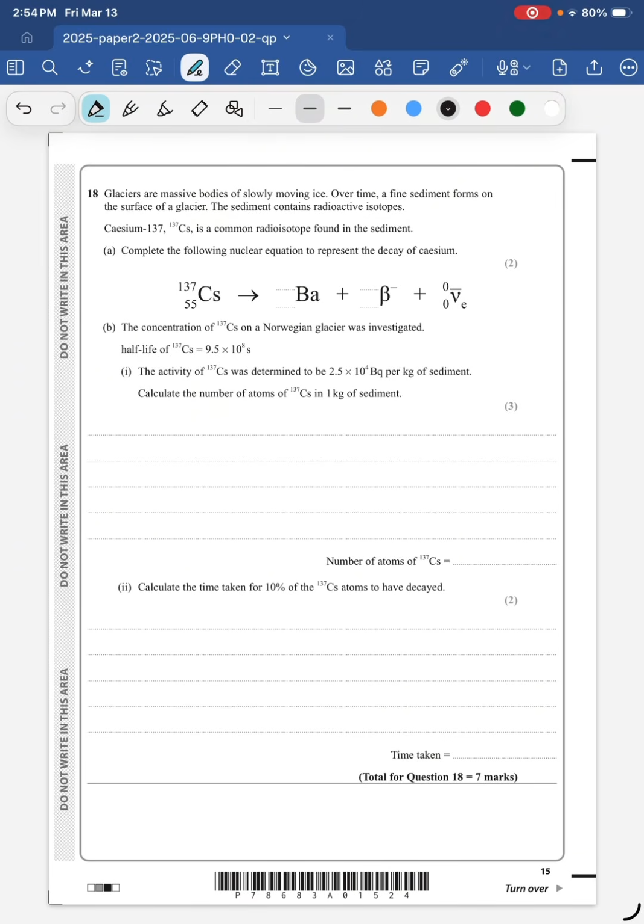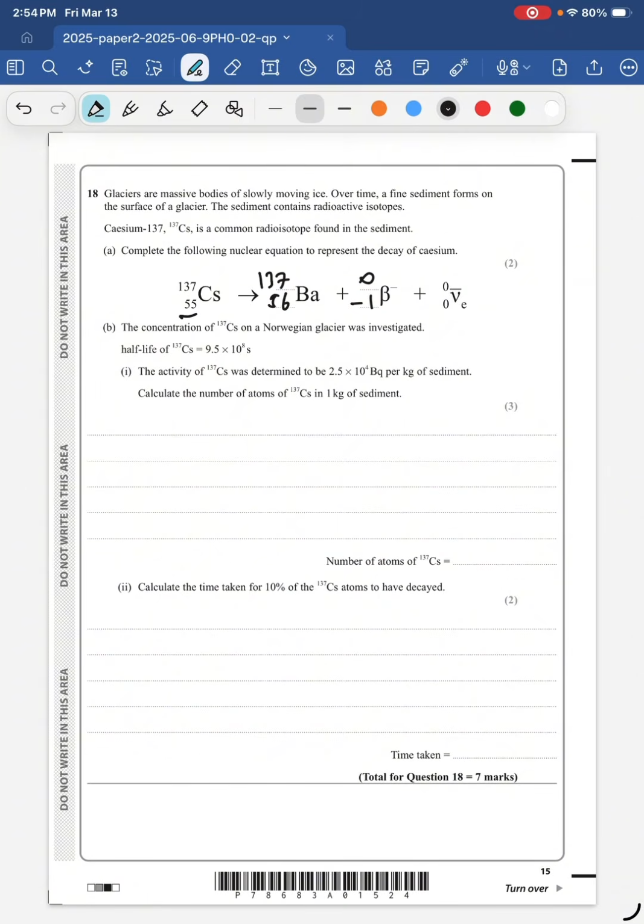Okay, let's start with the beta particle that has a mass number of 0 and an atomic number of -1 because it's negatively charged, right? So to balance this 55, we need 56. So barium is 56. 56 - 1 is 55. And then 137 is the mass number of barium, because beta decay preserves the mass number.